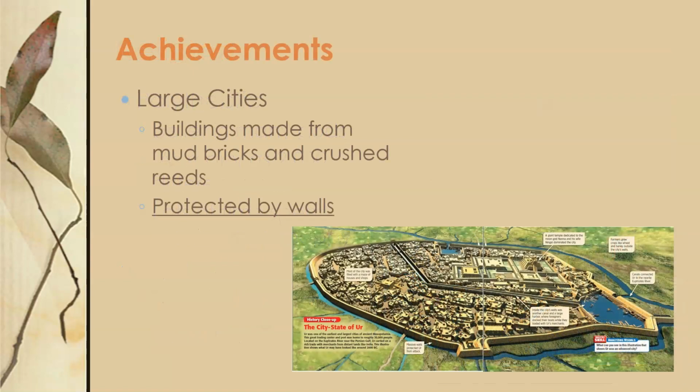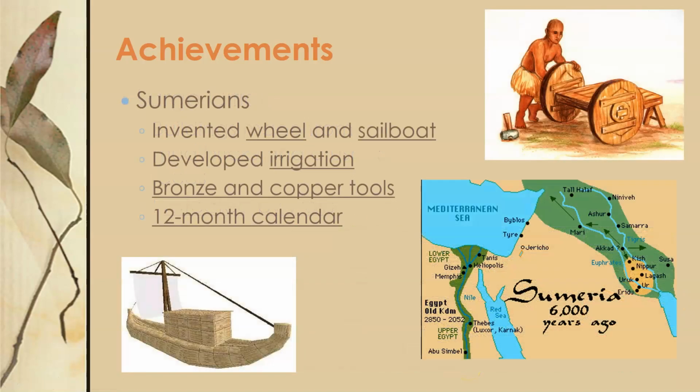Mesopotamians had built very large cities, so now we're looking at the achievements. These buildings were made from mud and bricks and crushed reeds, and they also protected their cities with these walls to protect them from invasions from outside. A group of Mesopotamians known as Sumerians invented the wheel and the sailboat. They also developed irrigation systems for their fields. They used bronze and copper tools, and they even created a 12-month calendar.